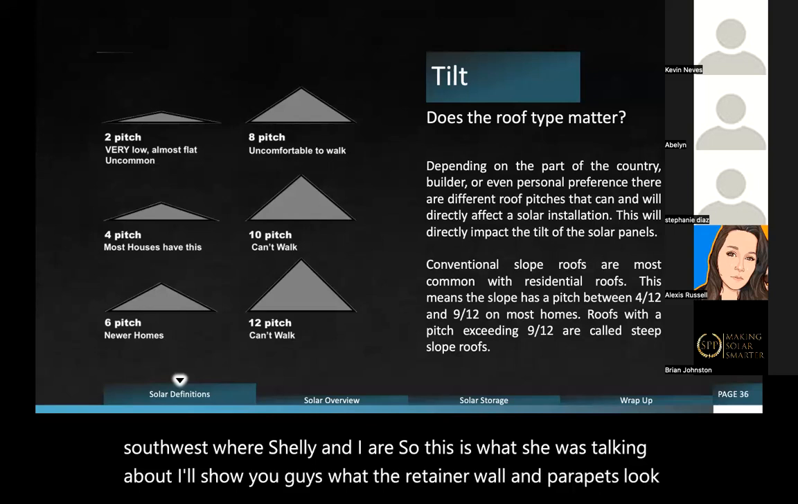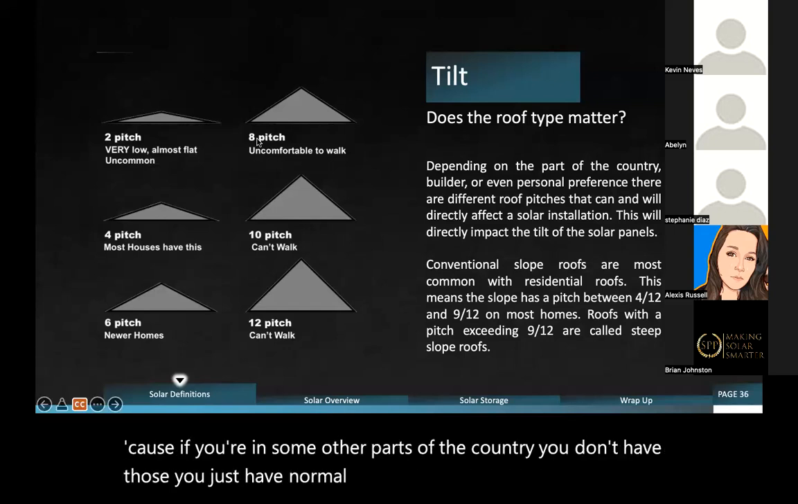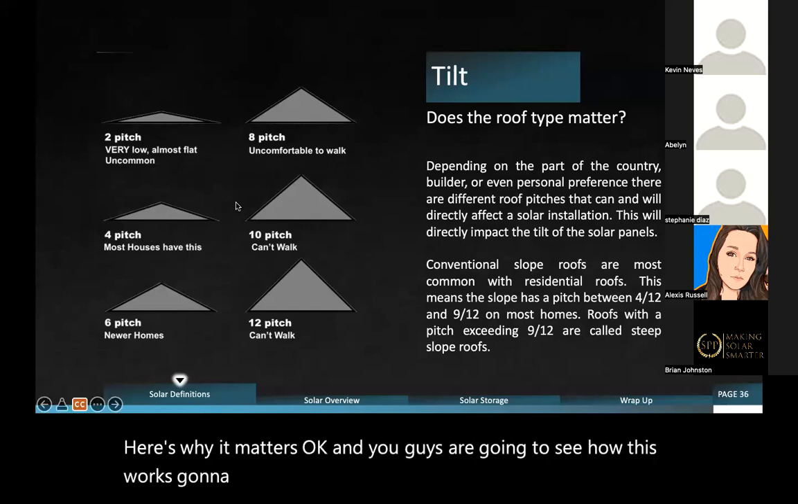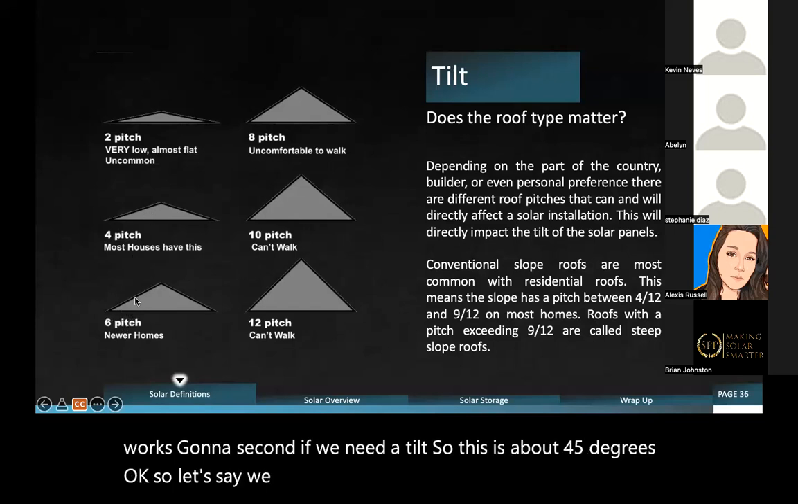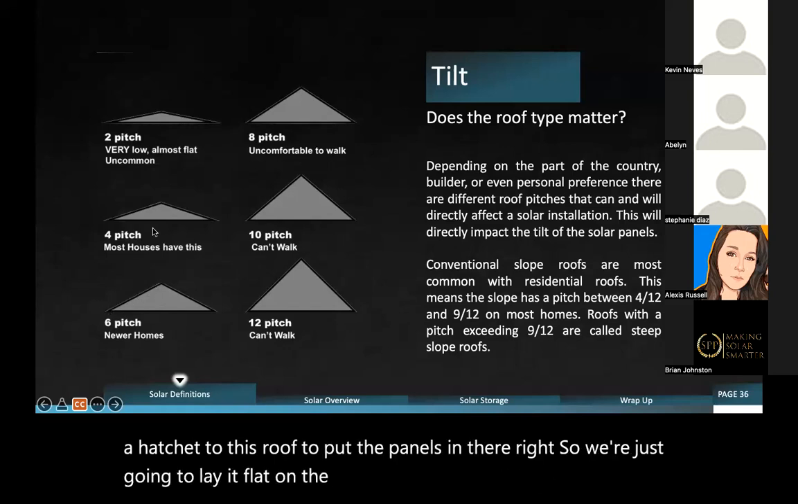Because if you're in some other parts of the country, you don't have those. You just have a normal flat roof. Here's why it matters. Okay. And you guys are going to see how this works here in a second. If we need a tilt, so this is about 45 degrees. Okay. So let's say, hey, we need a 20 degree tilt. Well, we can't exactly just take a hatchet to this roof to put the panels in there, right? So we're just going to lay it flat on the roof itself.